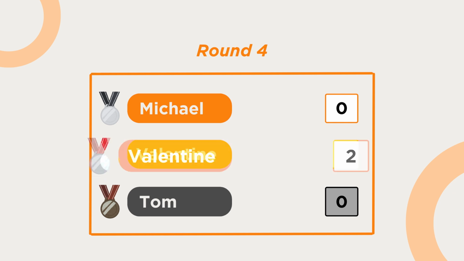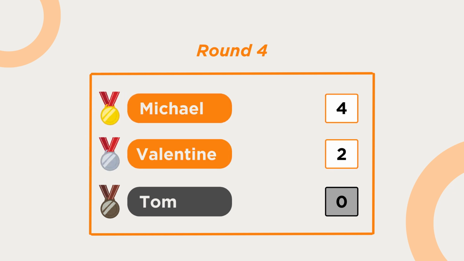Well done, Val. A really good game. Thank you so much. At the end of that round, Val had 2 points and Michael had 4, which means Michael is going to make it through to that final with a chance of winning that scholarship. Val, you played a great game. Thank you for being here.